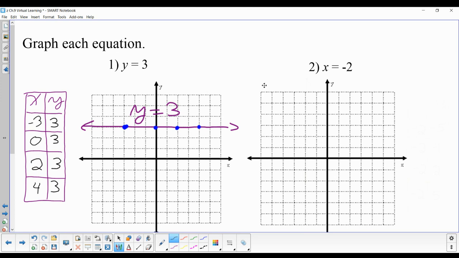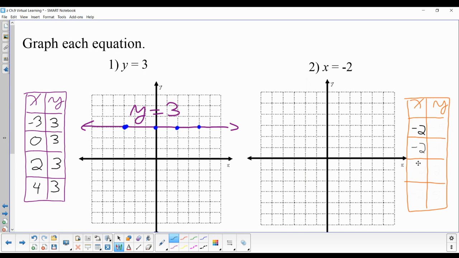For problem number 2, it's a little different. It's not y equals, it's x equals. But it'll be done the same way. You do a basic table with x and y. Except this one says that x is -2, which means your x value is -2, and then your x value is -2, and again -2, every time.